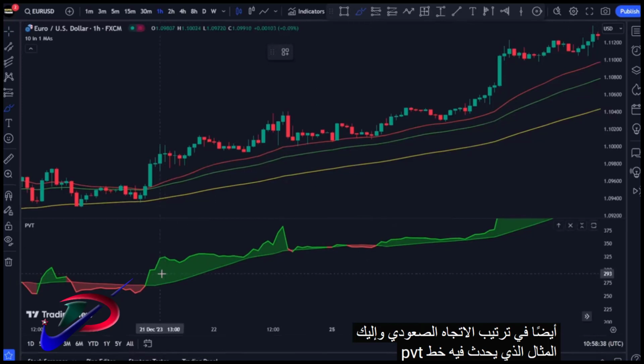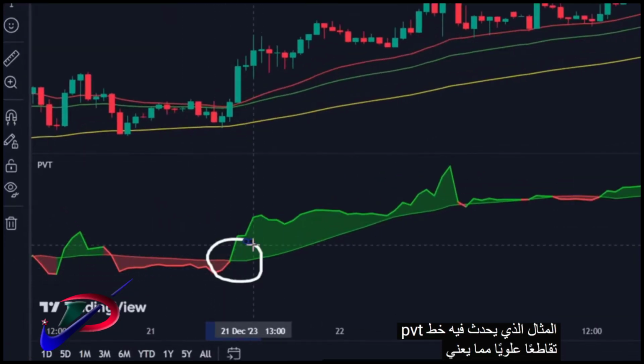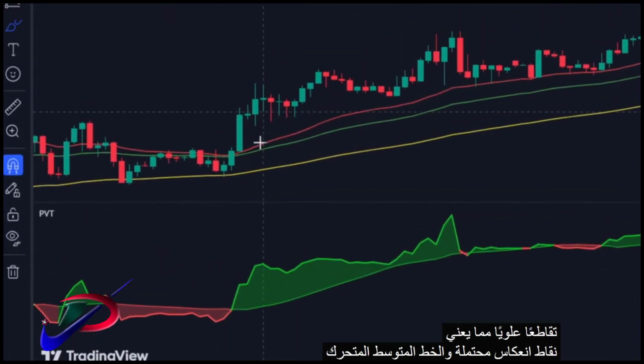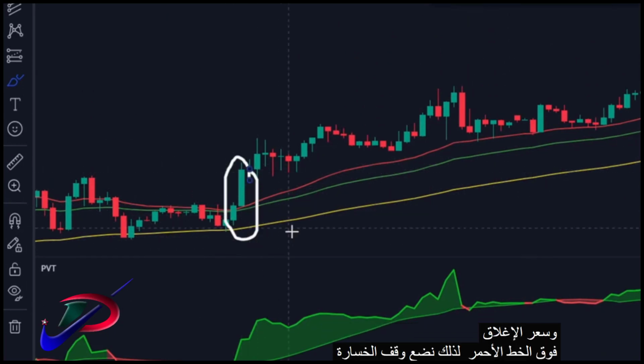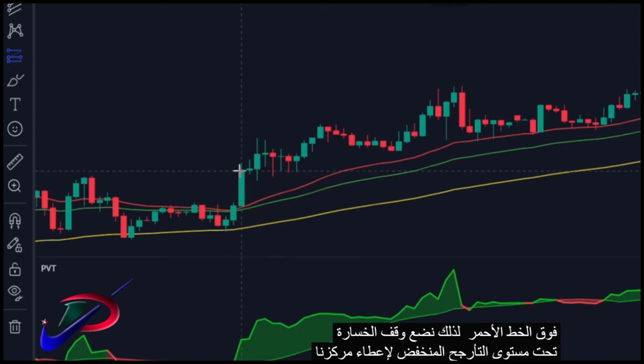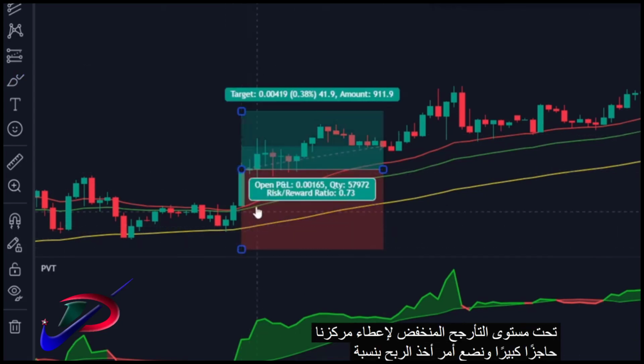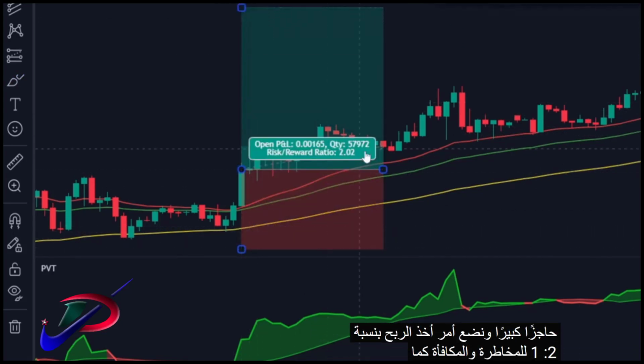The PVT line happens to cross upward, which means a potential reversal point. And the moving average lines are also in a bullish trend arrangement, and the closing price is above the red line. So we place our stop loss below the swing low to give our position a great buffer, and place our take profit with a 2-to-1 risk-reward ratio.